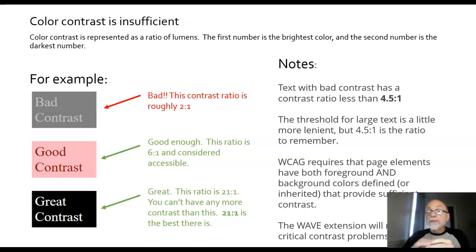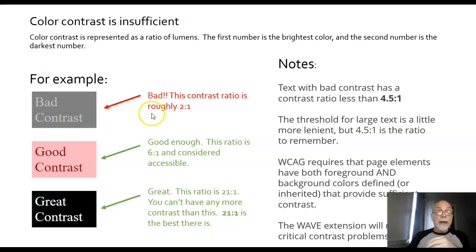There's an exception for very large text. If your text is really big, the threshold gets a little bit more generous. But I'm trying to get it down to things I want students to know. 4.5 to 1 is generally considered good. 4.5 to 1 or better, I should say.